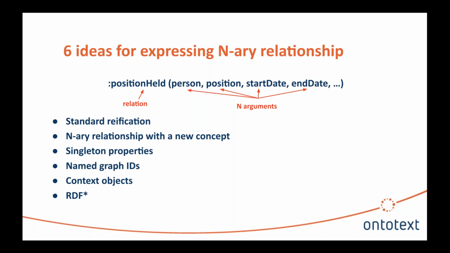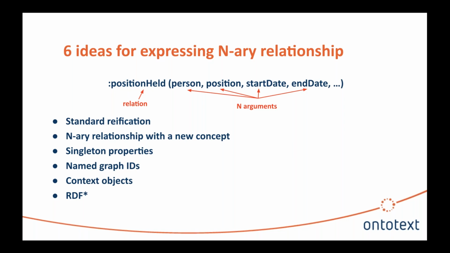And we say this is an NRI relationship because all these arguments are like the attributes of this relation. So this is really a perceived problem for a very long time in the RDF community.